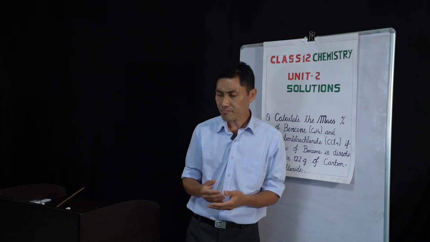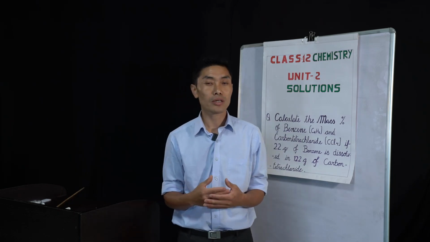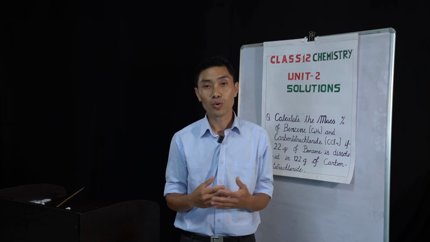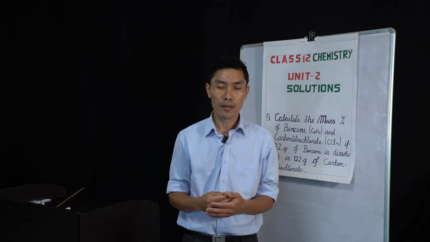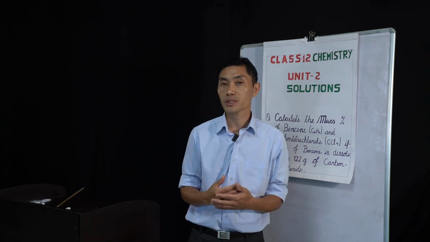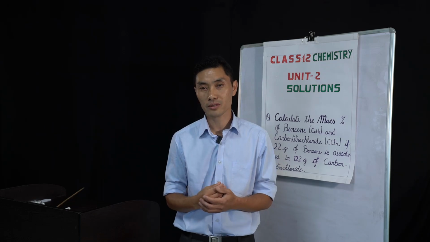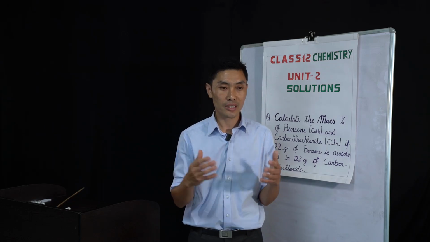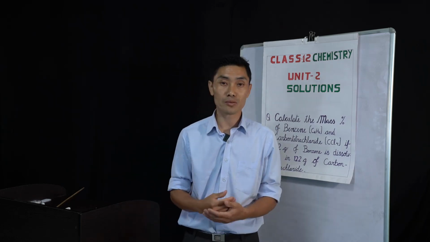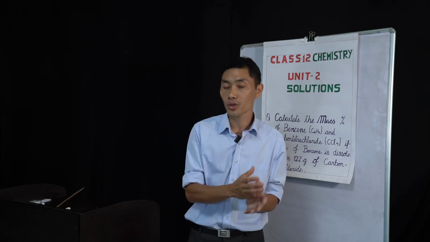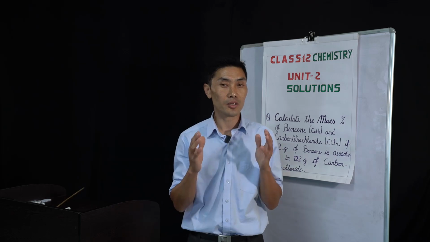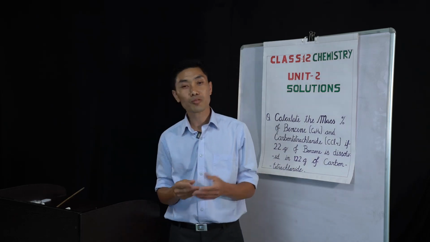Now, today, our discussion will be confined to a certain kind of solutions, which we call binary solutions. What is a binary solution then? It is a kind of solution which is made up of only two components. Like I said in our definition, a solution is a homogeneous mixture of two or more substances. So it may contain only two components, or it may contain more components also. But in a binary solution, we have only two components.